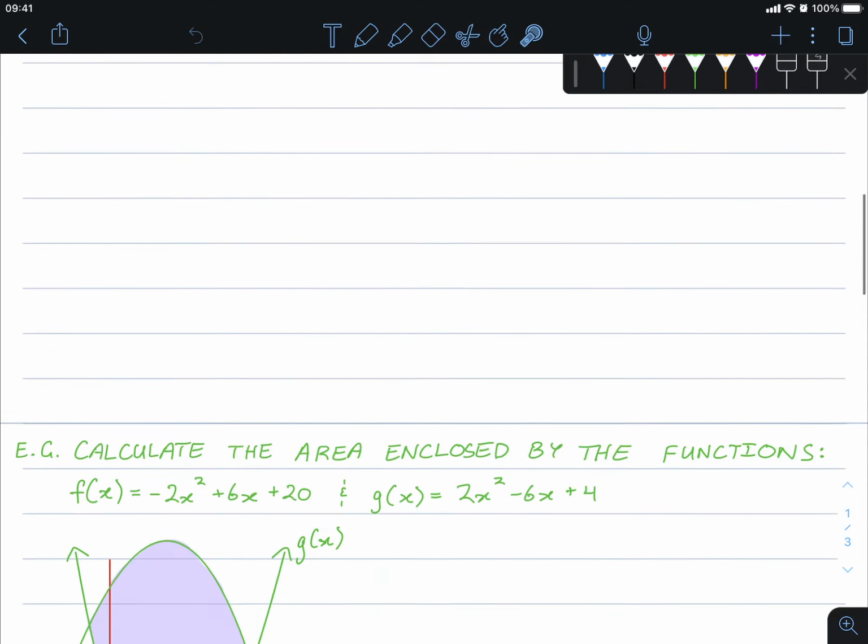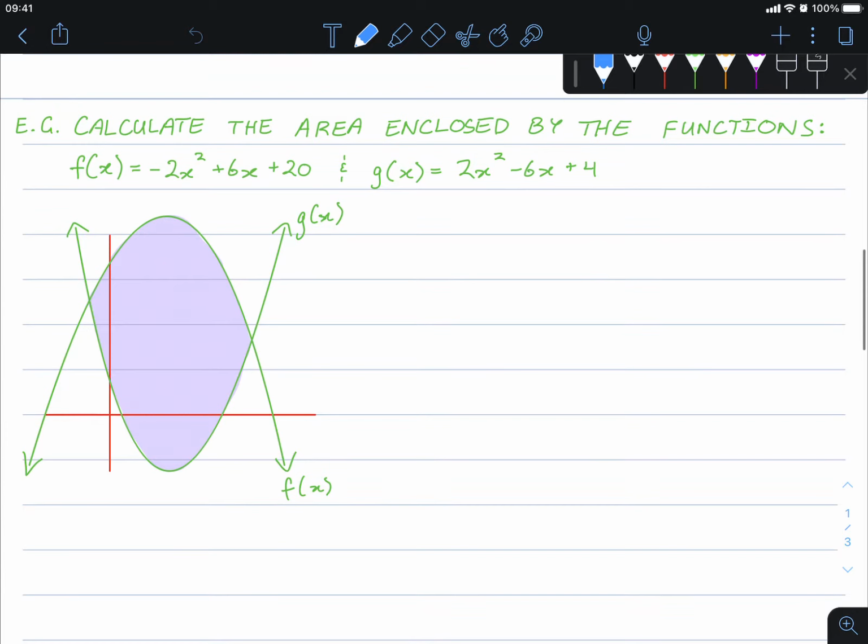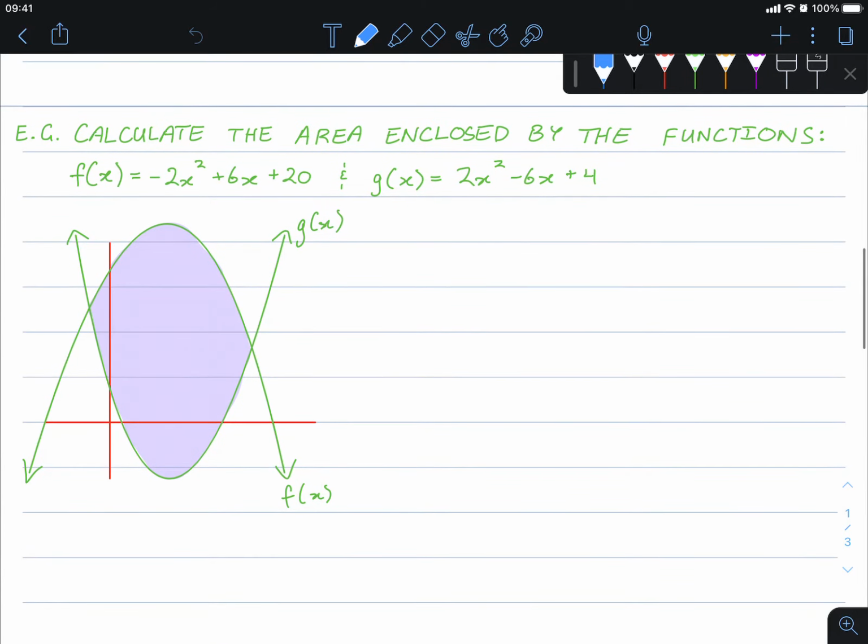So you can go ahead, pause the video and give this one a go yourself if you'd like, or you can go straight into the exercises. So let's get to it.